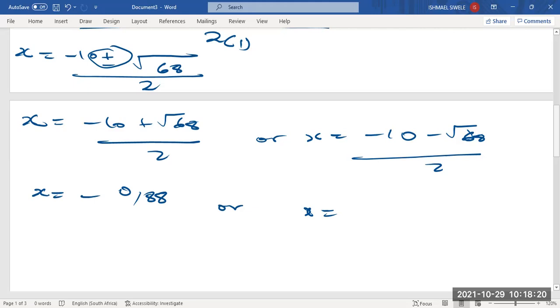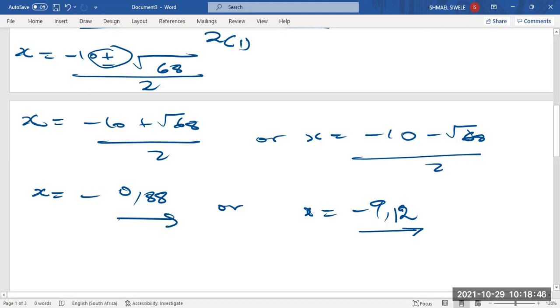Or x is equal to, let me do it afresh. Negative 10 minus the square root of 68 all over 2. Doing this, it gives me negative 9.12 rounded to 2 decimal places. Okay, so this is what we get as our answer.